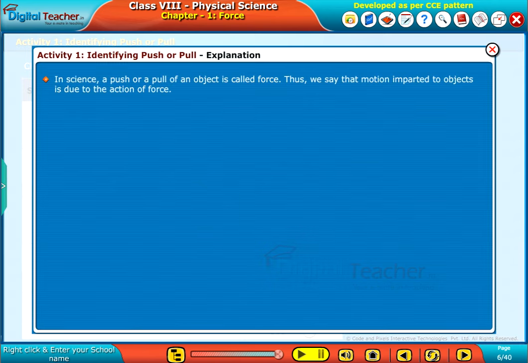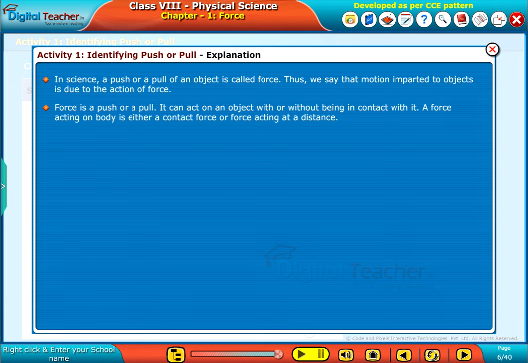In science, a push or a pull of an object is called force. Thus, we say that motion imparted to objects is due to the action of force. Force is a push or a pull. It can act on an object with or without being in contact with it. A force acting on body is either a contact force or force acting at a distance.